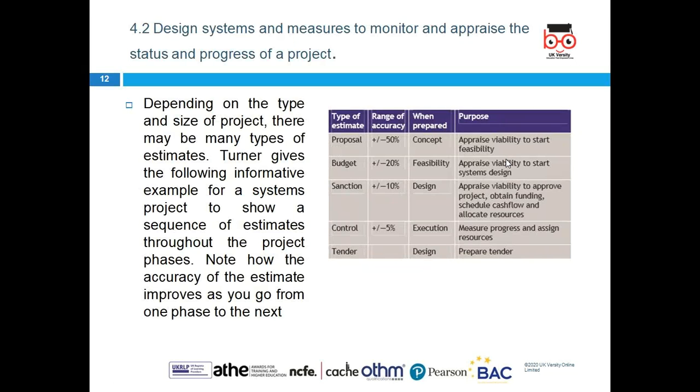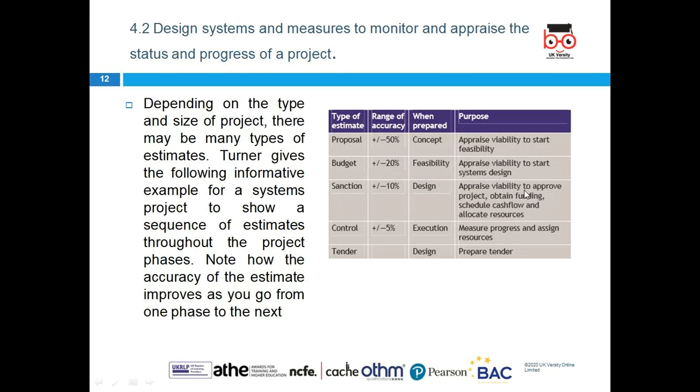Next we're looking at 4.2, design the system and measure, monitor and appraise the status of the project progress. Depending on the type and the size of the project, there may be many types of estimate. Estimate means our forecast for the future. Proposal, what is the range of accuracy, 50% or more. Appraise the viability of the start of feasibility. Budget, think about it. Range of accuracy is plus or minus.